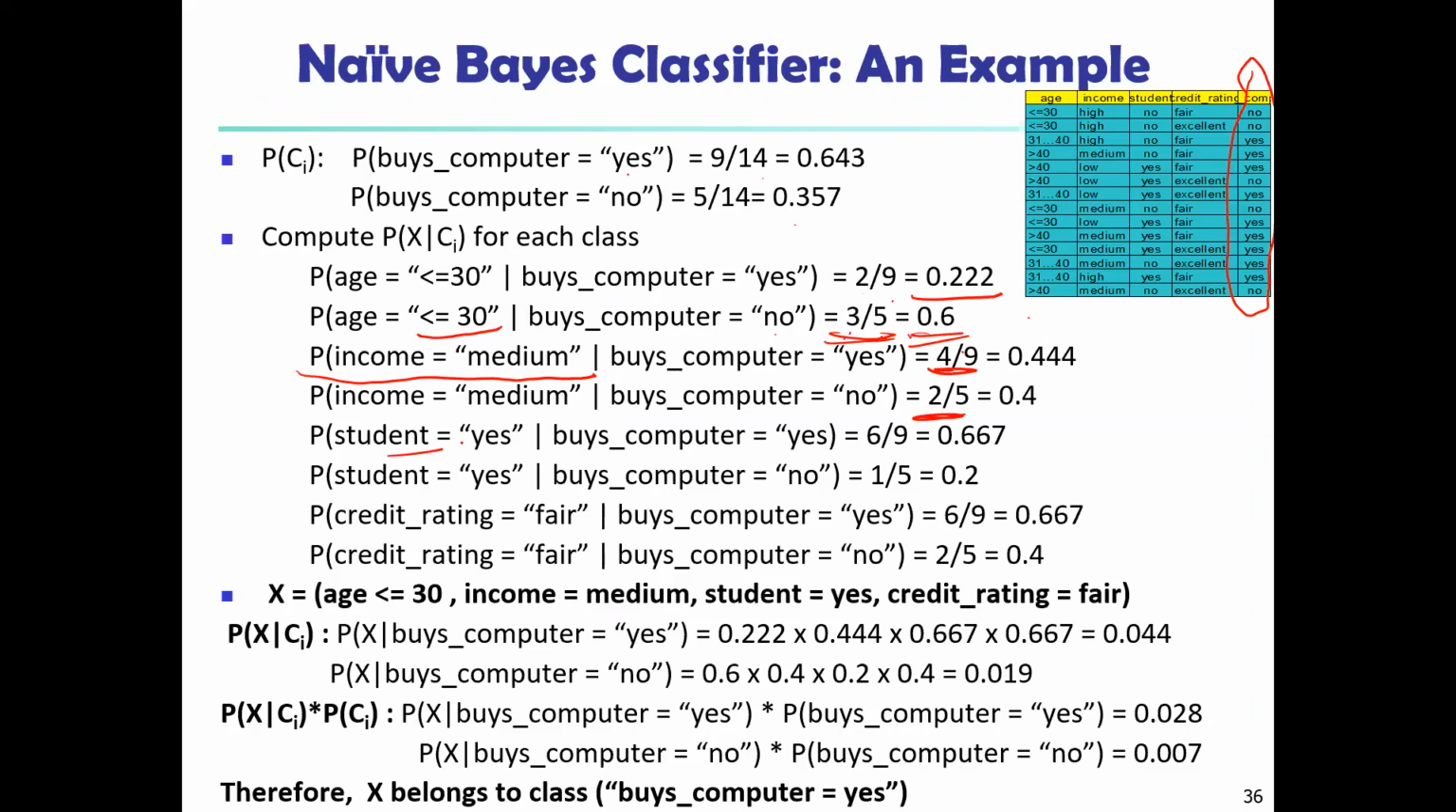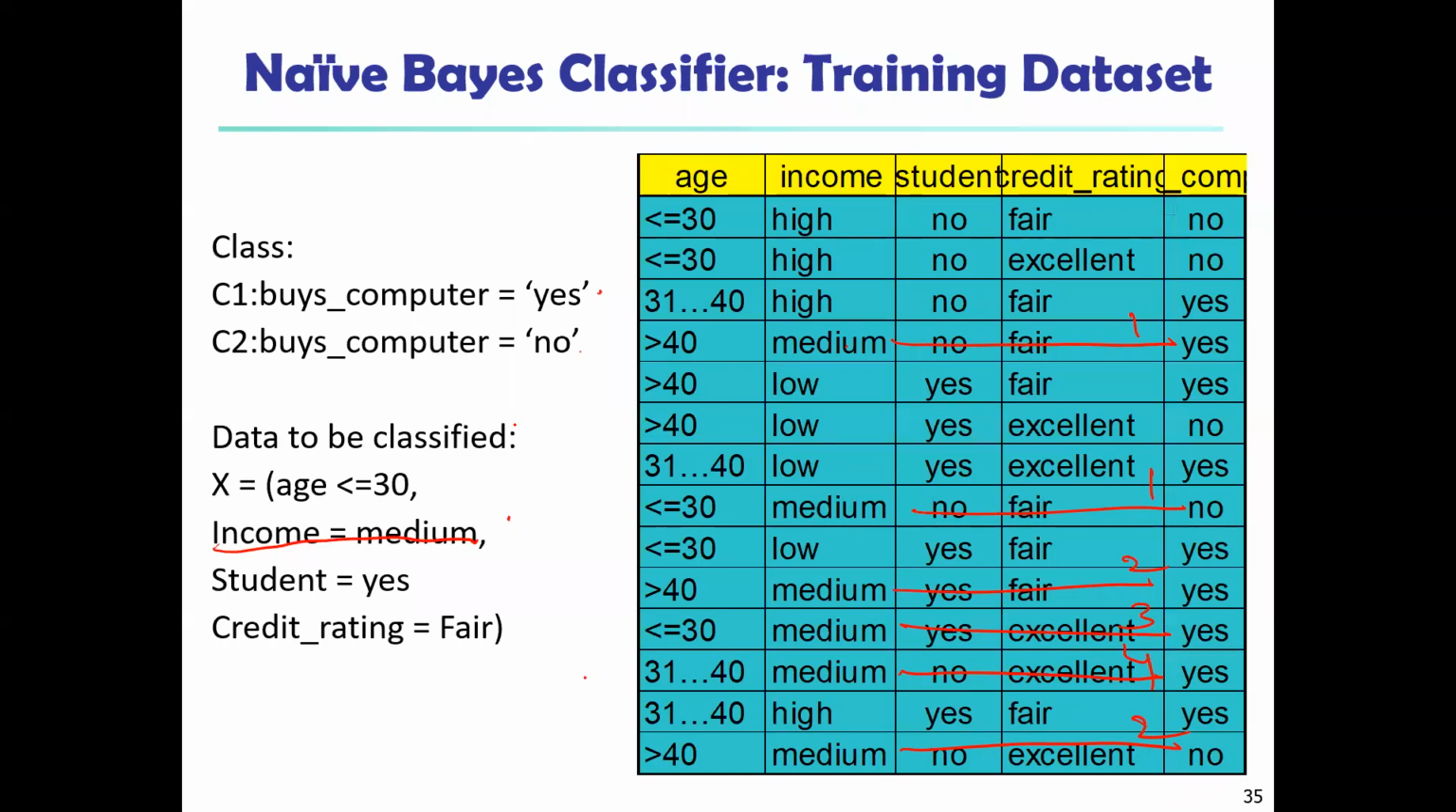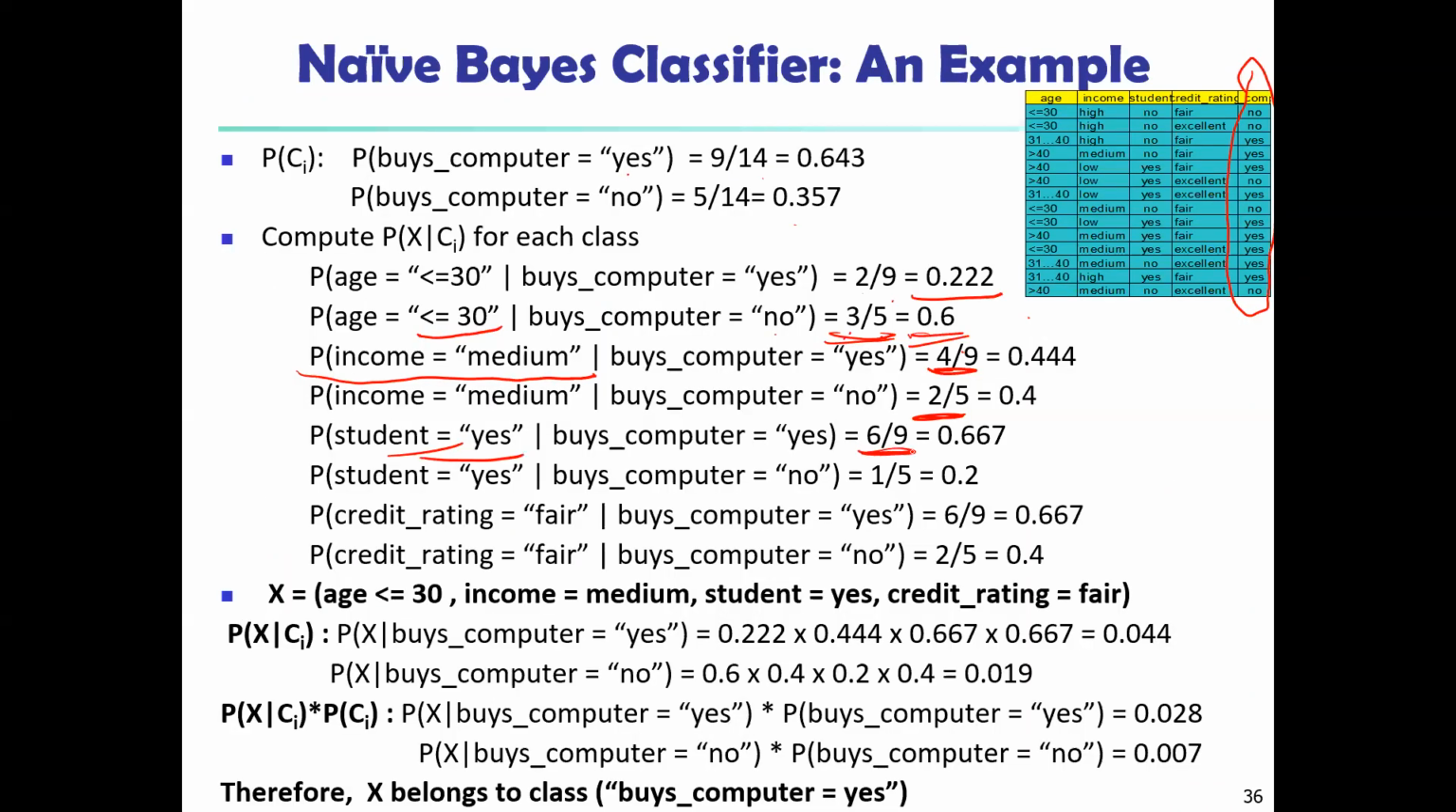Similarly, find out for student, student yes. For student yes, 1 yes, 1 no, 2 yes, 3 yes, 4 yes, 5 yes, 6 yes. So 6 yes and 1 no, right?